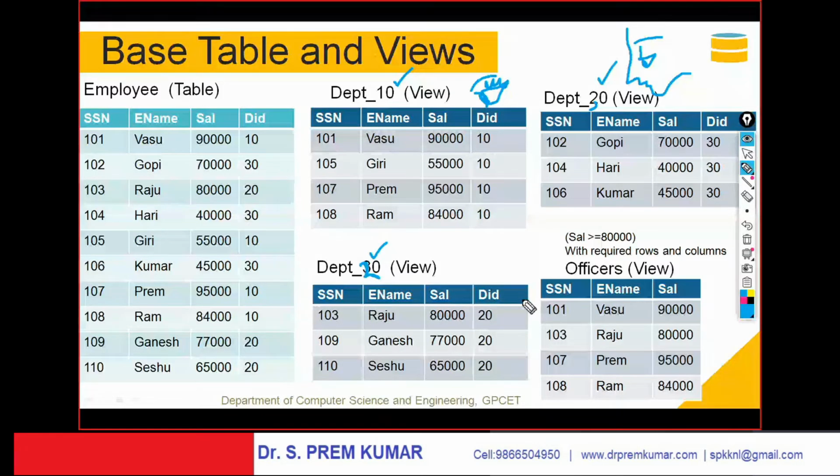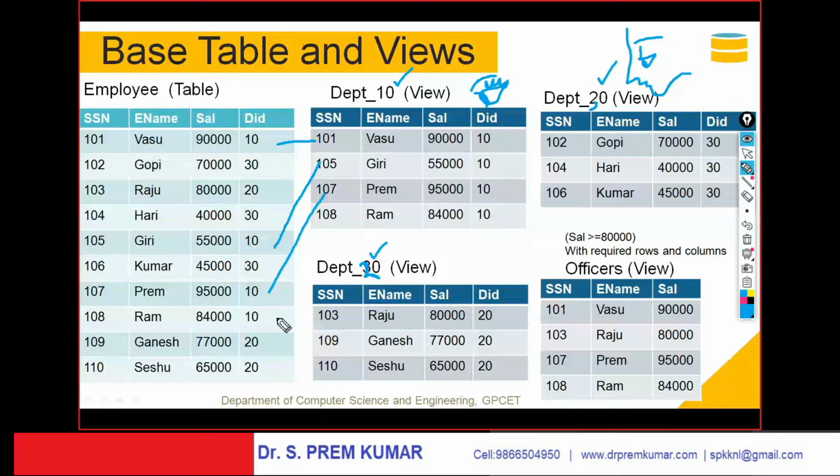A view is nothing but an extraction, a logical window which is focused on the base table. A view is logical, but the base table is physical. This is the actual data available. We will create a view for the sake of the department 10 manager. If he sees the view, then he is getting the data of only department 10 employees. See here, department 10 employees.